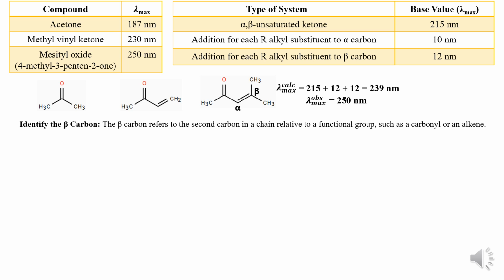So 239 nanometers will be the lambda max theoretical calculation, but the practical observed value is around 250 nanometers. Now sometimes both the theoretical as well as the practical experimental values may be the same, and sometimes it may vary. The values will be very close.